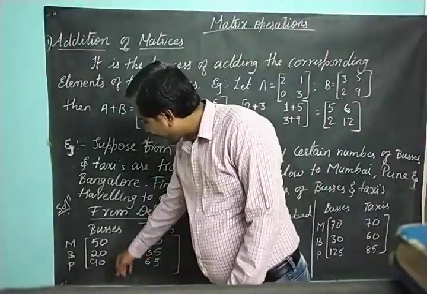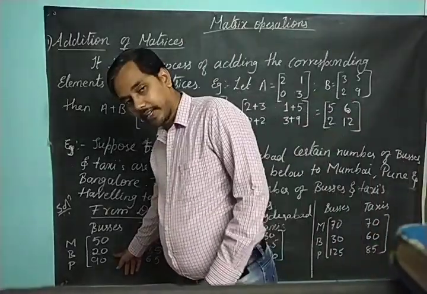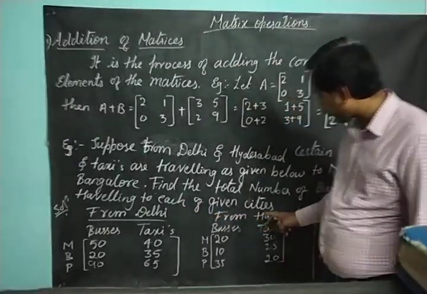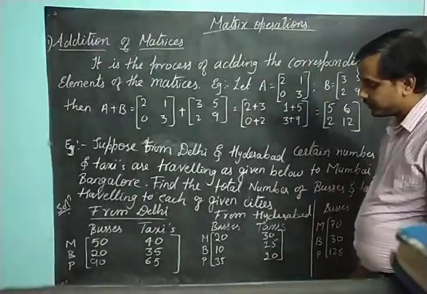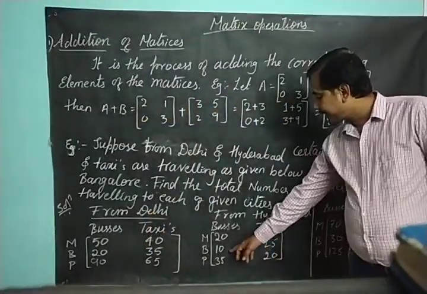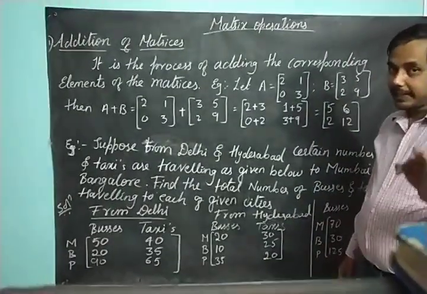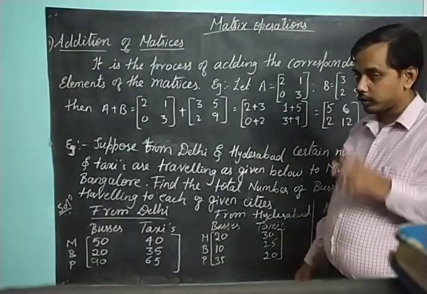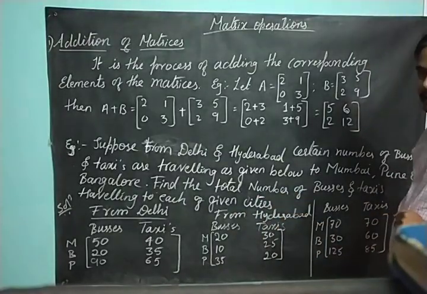Coming to Bangalore. How many buses are coming to Bangalore from Delhi? 20 buses. How many buses are coming from Hyderabad to Bangalore? That is 10. So what will be the total number of buses coming to Bangalore? 20 plus 10, that is 30.